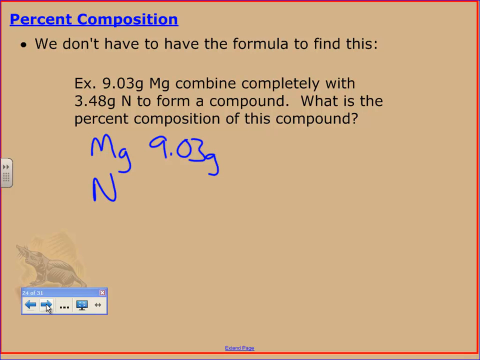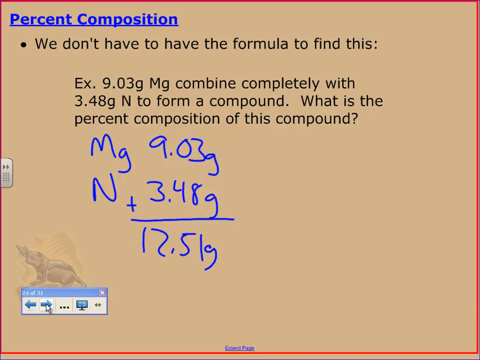Now, I don't have a formula, so I can't do molar mass, but I can find the total mass. I just take those two numbers and add them up. So 9.03 plus 3.48, we're going to get 12.51. That's our total.